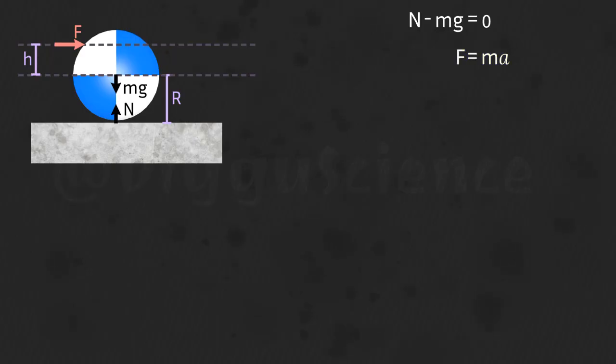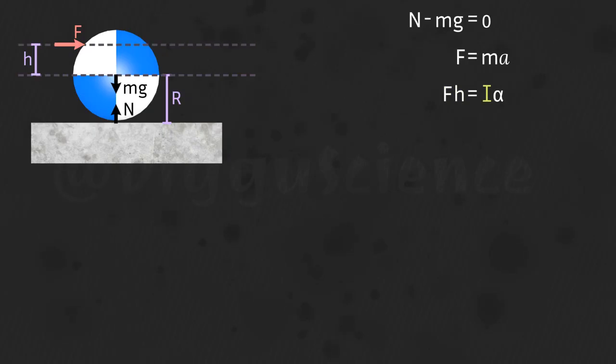In addition to translational motion, the sphere also rotates. This means the torque value is not 0. Sigma tau is equal to I alpha. The line of action of the gravitational force and the normal force passes through the center of rotation. Such forces do not have a torque arm. The only force that does have a torque arm is the external force. Its torque arm is h.